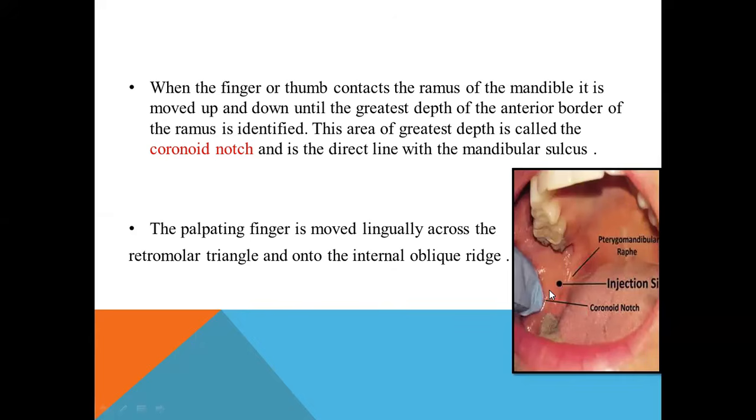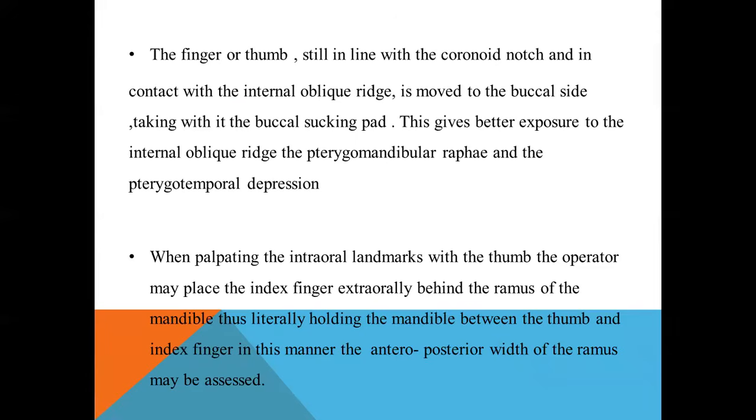Palpating, the fingers move lingually across the retromolar triangle onto the internal oblique ridge. So one finger should be placed intraorally and the other fingers extraorally. From the opposite side, you have to advance the needle until it touches the coronoid notch. Once it contacts the coronoid notch, you aspirate, then slowly inject into that region and deposit the local anesthesia. So this is what this sentence states.